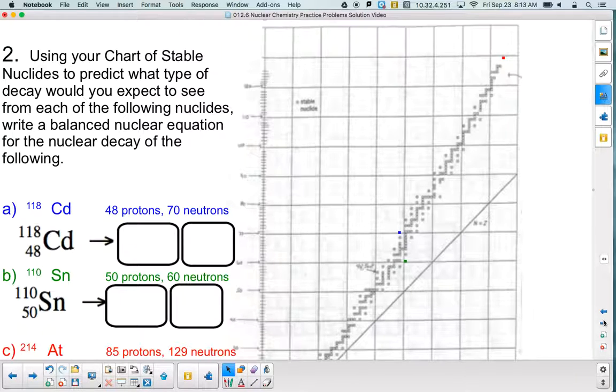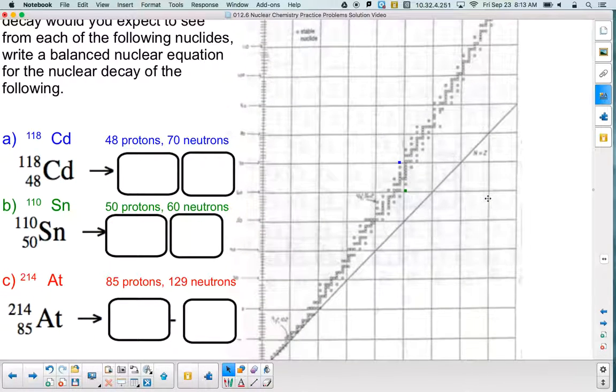Question number 2 asks us to predict what type of decay will occur and then write the balanced nuclear equation for that process. The key here is to start out by figuring out how many protons and how many neutrons each of the original nuclides has. So our cadmium-118, when I use my periodic table, I find out it has an atomic number of 48, and when I do 118 minus 48, I find out that this has 70 neutrons. Doing the same thing to my other nuclides, tin ends up having 50 protons and 60 neutrons, and my astatine ends up having 85 protons and 129 neutrons.